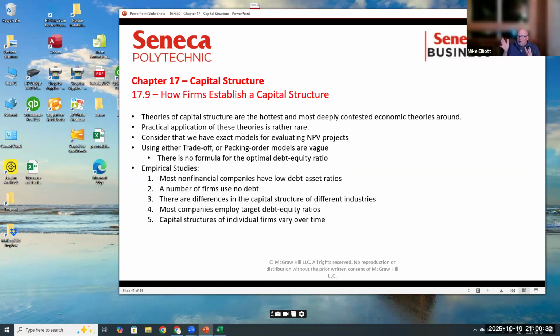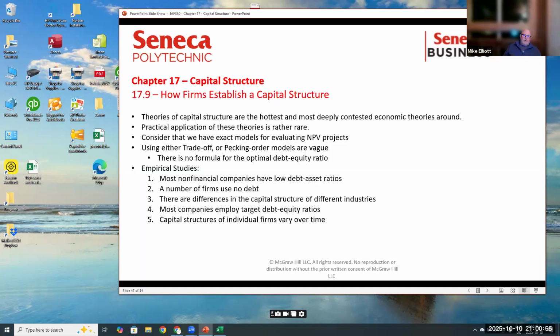Consider this. When we look at NPV projects, I can tell you exactly what that project returns. I can tell you the internal rate of return on that project. There's no question at all. However, when we look at capital structures, we always have trade-offs. We have the pecking orders. There's no formula for the optimum debt to equity ratio. We can talk around it.